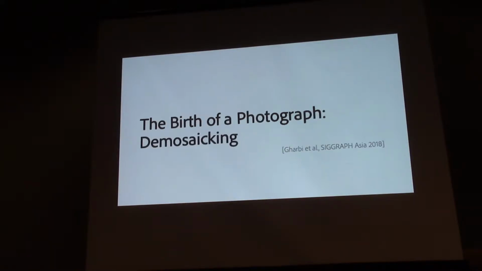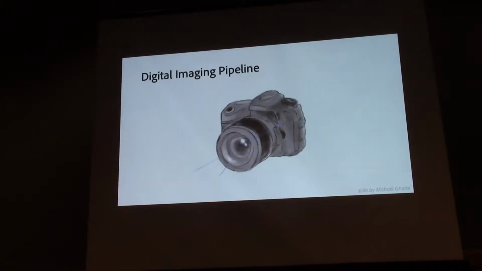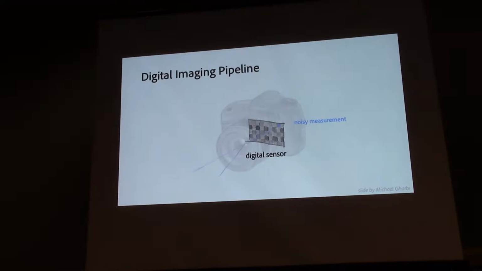So the first step is demosaicing, and demosaicing is what happens at the very, very beginning of the imaging pipeline in the camera. So we have a camera, there's some light that enters the lens. It goes inside and reaches a sensor. That sensor has one measurement element for each pixel. That element measures only intensity, so at this point there's no color.